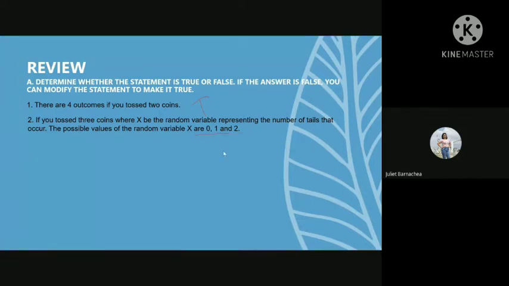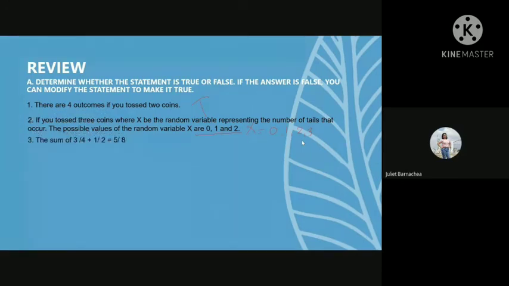Okay, Bumanglag is correct. The possible values of X are 0, 1, 2, and 3, because we are tossing 3 coins. When we toss 3 coins, there are possible outcomes that we may come up with: 3 heads, 2 heads, it can also be 1, and it can also be 0. So Bumanglag's answer is correct. Next question.